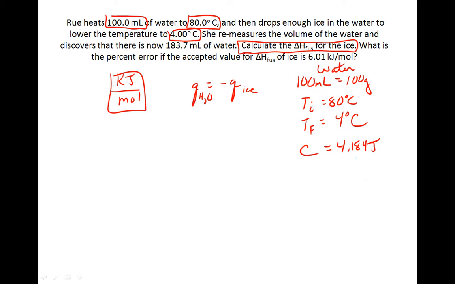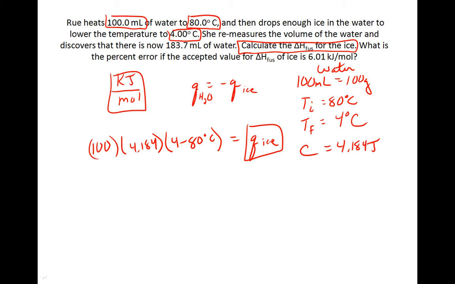So if you do the math for the water, it's going to be 100 times 4.184 times final minus initial, and that's going to be equal to the Q of the ice. So the water is going to lose some heat and the ice is going to gain some heat. So heat is what we're interested in, because that's going to give us a number that is in joules.